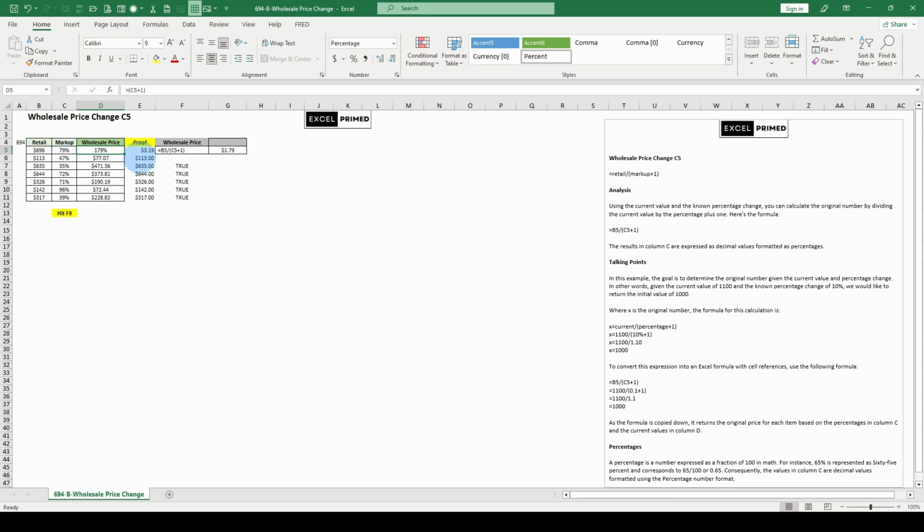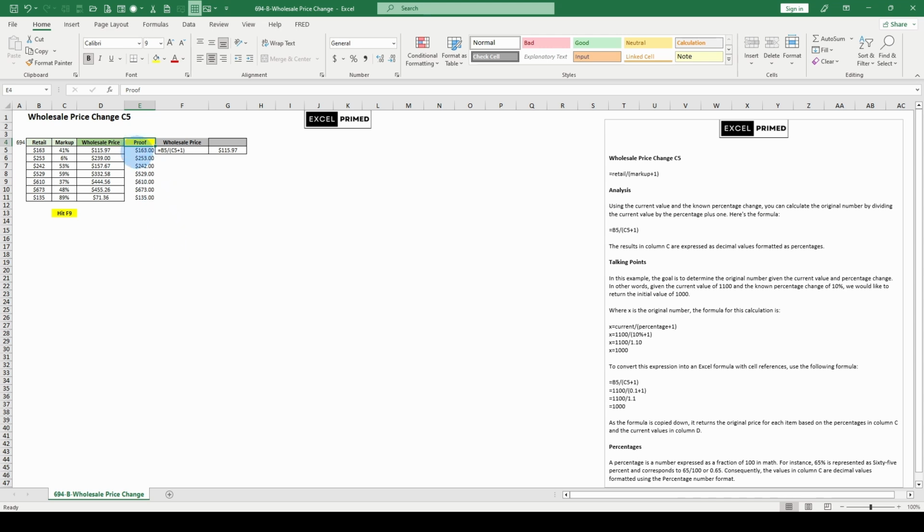Why are we doing that? Because we need to, we're actually dividing by the same number instead of adding it twice. B5 divided by C5 plus 1. Work through these. If you're having a tough time understanding my explanation, just work through these.